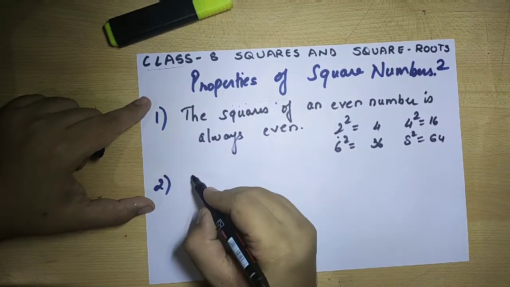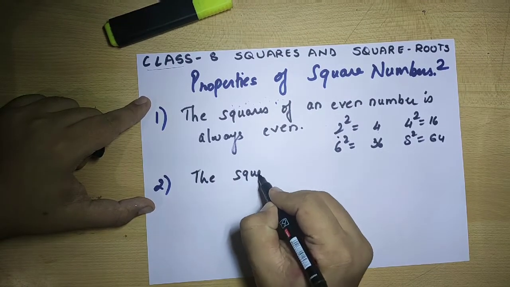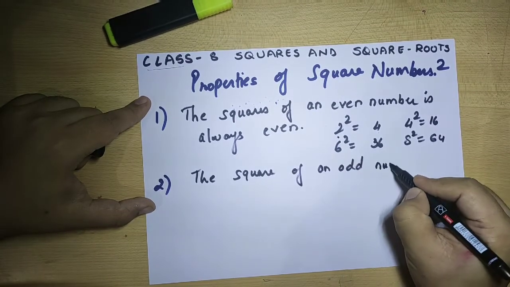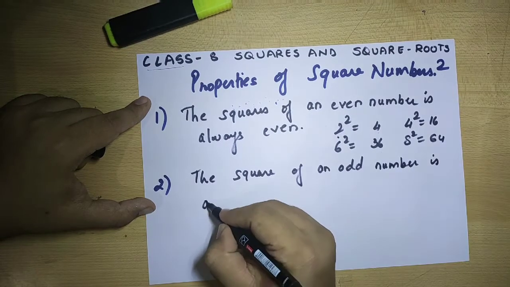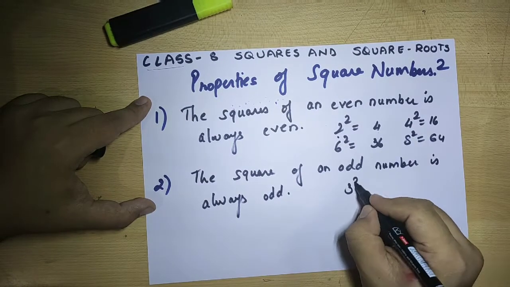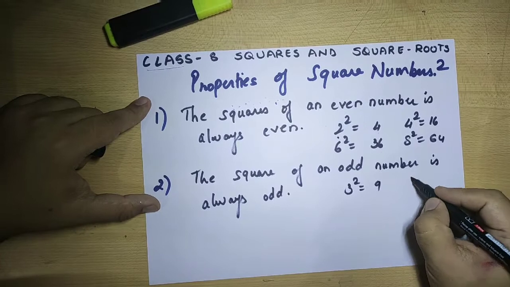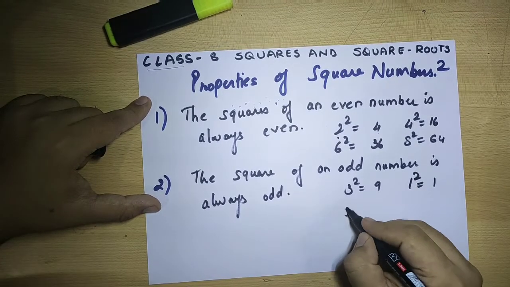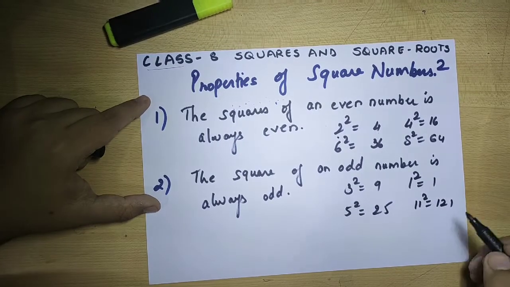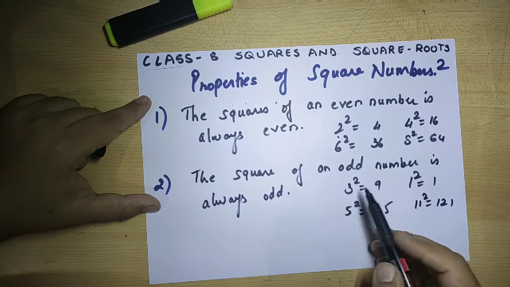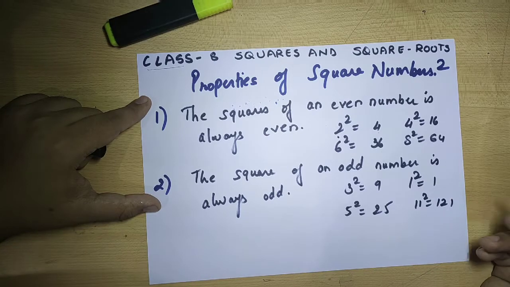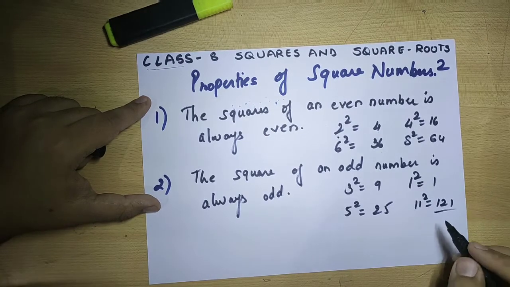Similarly, we can say that the square of an odd number is always odd. For example, 3 square is equal to 9, 1 square is equal to 1, 5 square is equal to 25, 11 square is equal to 121. So we have that the square of an odd number is always odd. So 3 is an odd number, 9 is also an odd number, 11 is odd, so the square of 11 is 121. That's also odd.